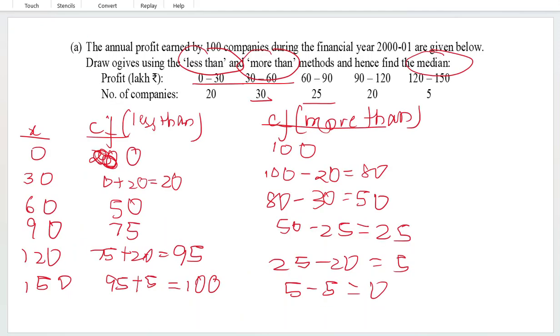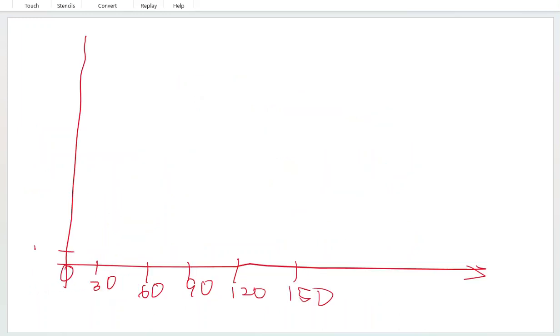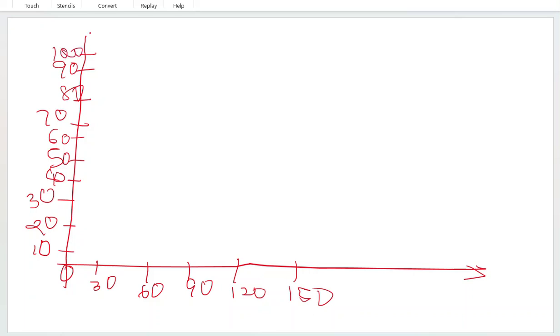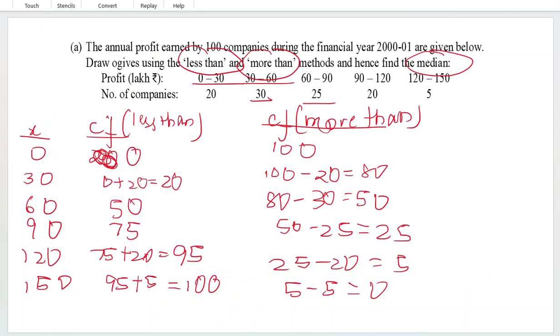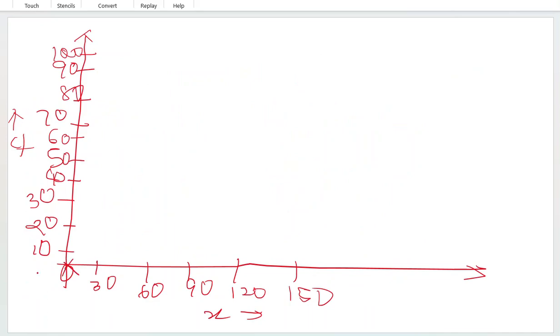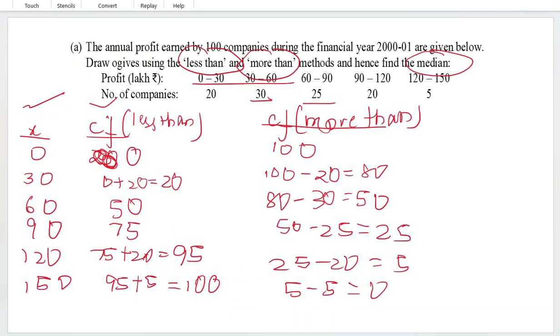The y values are at a gap of 10: 10, 20, 30, 40, 50, 60, 70, 80, 90, 100. These are the x values. These are the CF values. Now, if you look at the x values, we are plotting a less than type ogive, so we shall only look at these two columns. So when x is 0, the CF is 0, so this is done. When x is 30, CF is 20.